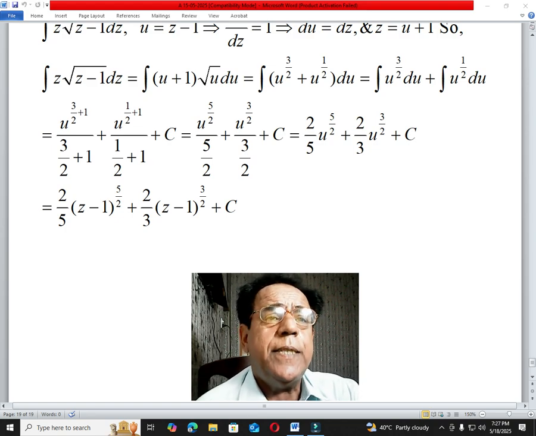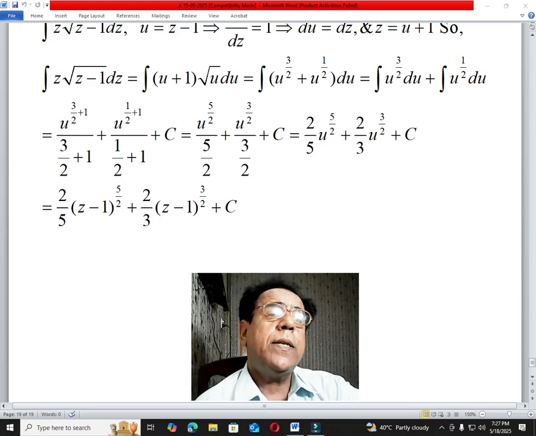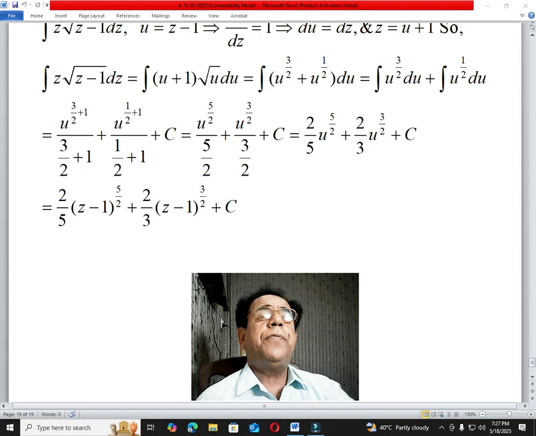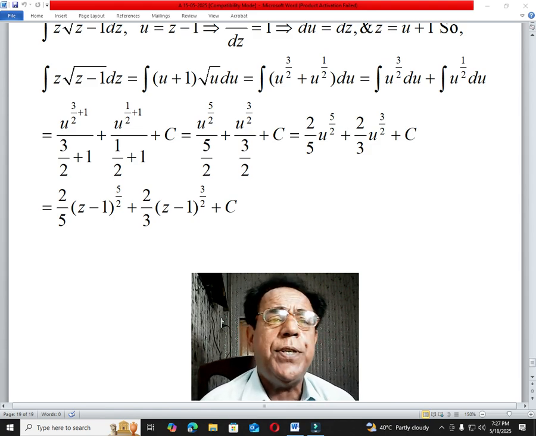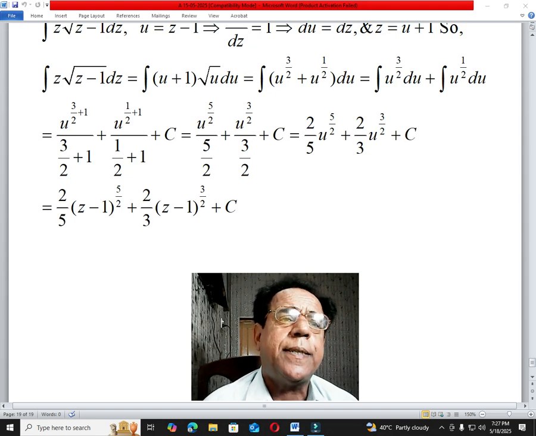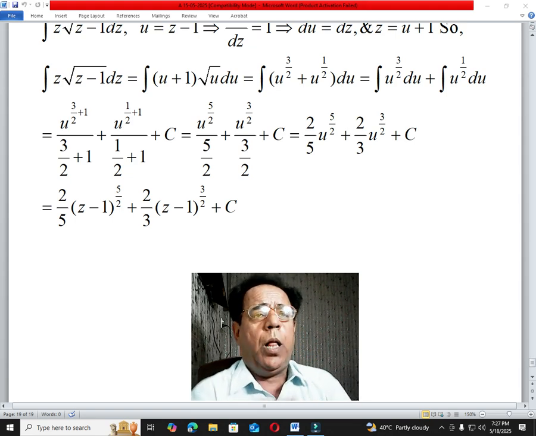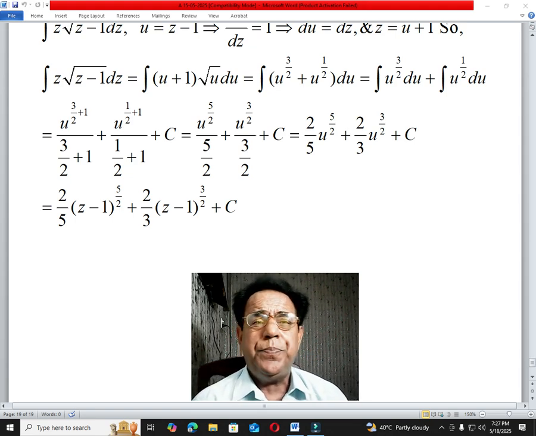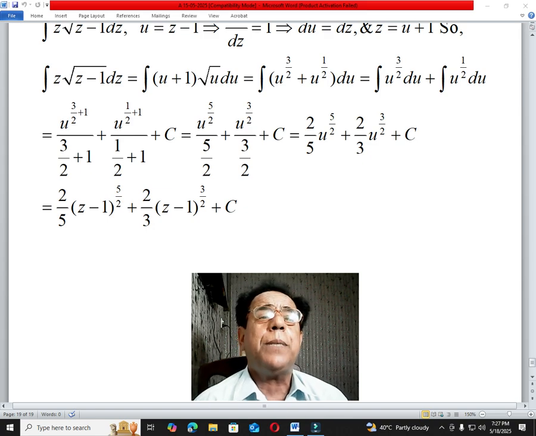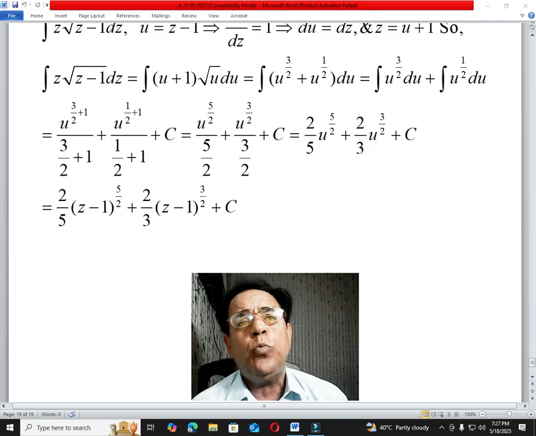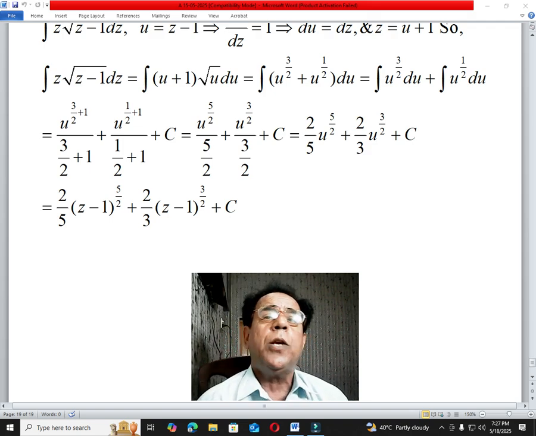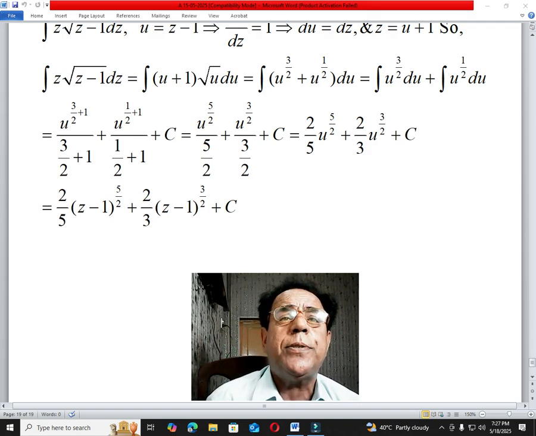the integration constant c. Here, dear students, we know that a fraction in the denominator is reversed and the denominator of the denominator appears in the numerator. So in the next step we will get 2 by 5 u raised to power 5 by 2 plus 2 by 3 u raised to power 3 by 2 plus c. To this extent our problem is solved.